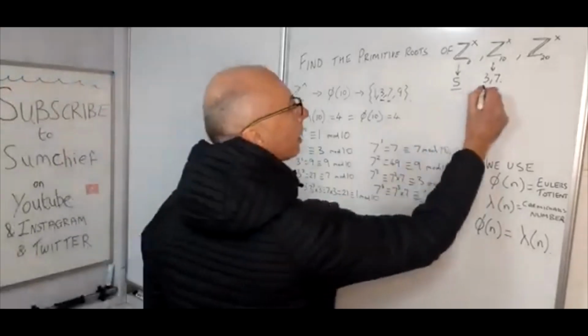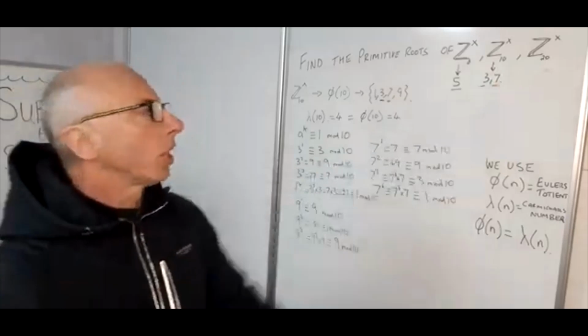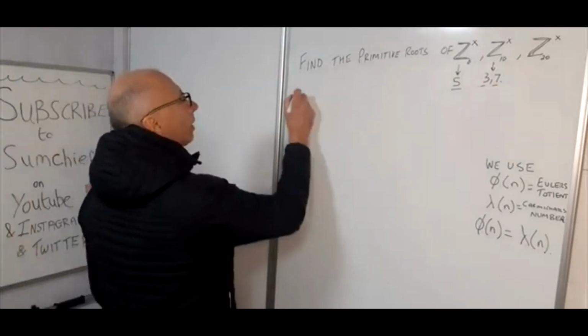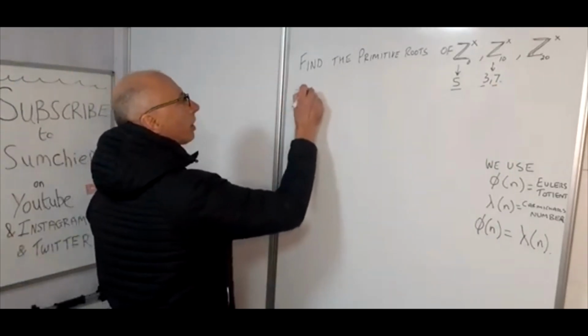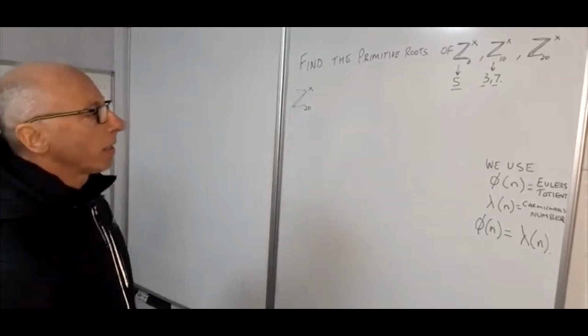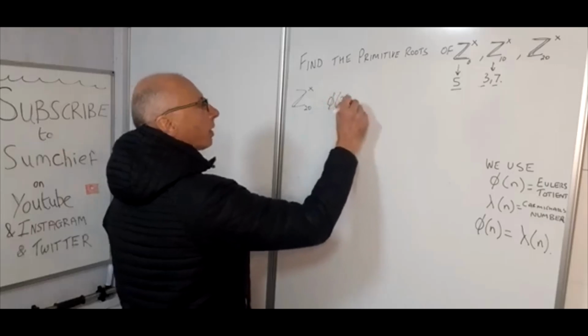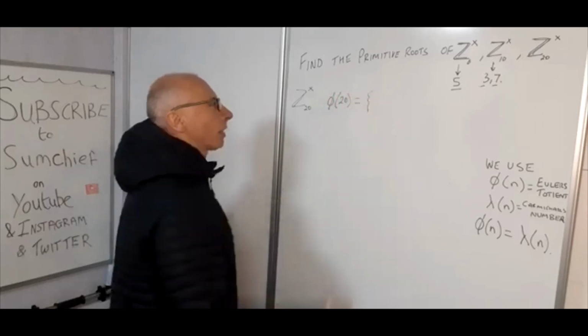Okay, now let's have a look at this set here, modulo 20. Integers under multiplication, modulo 20. So let's find Euler's Totient function of 20. So this gives us the set.